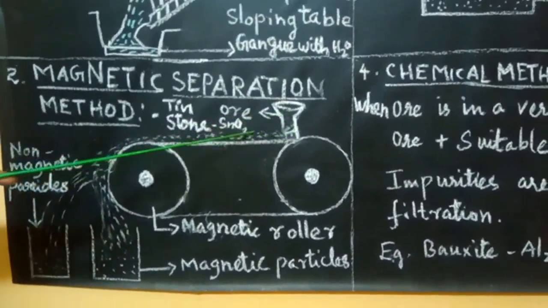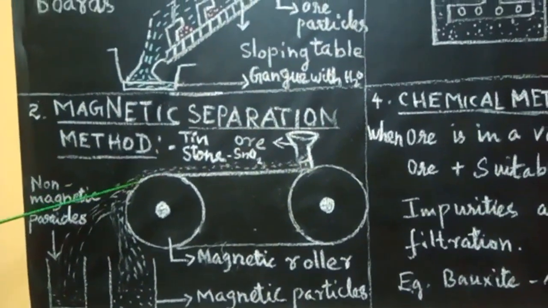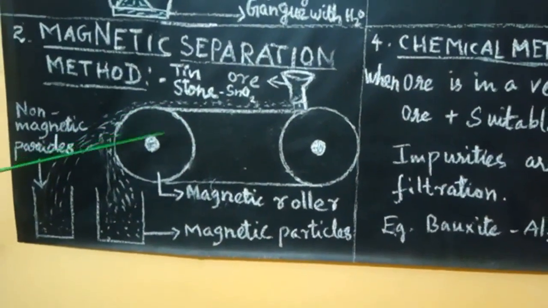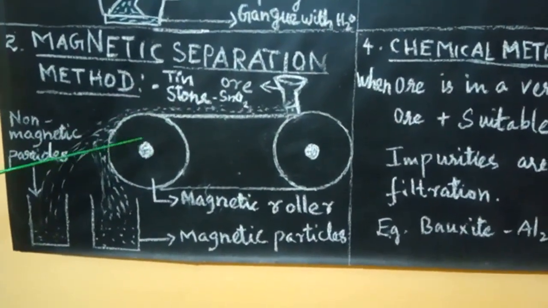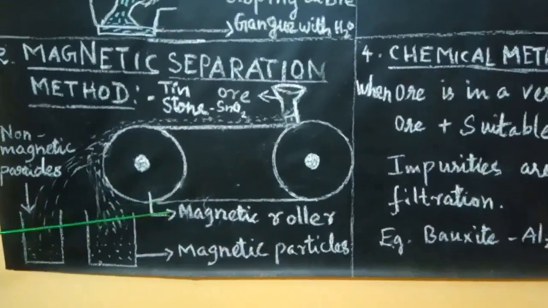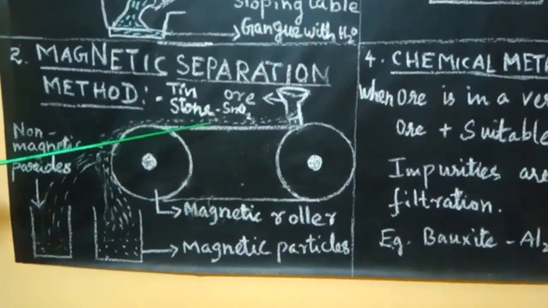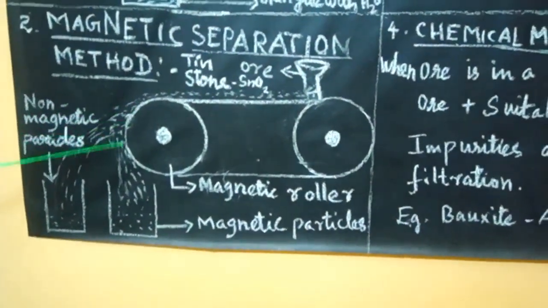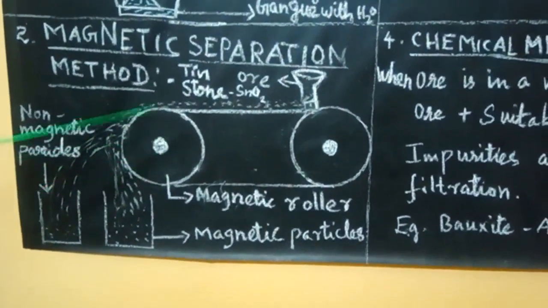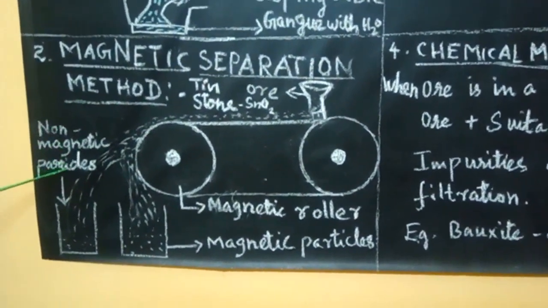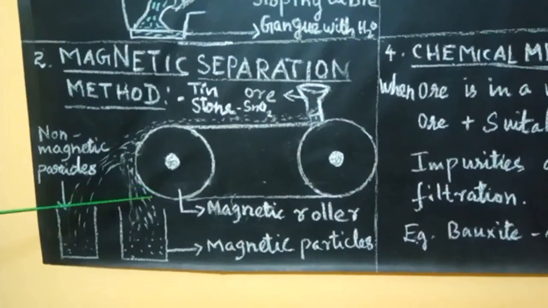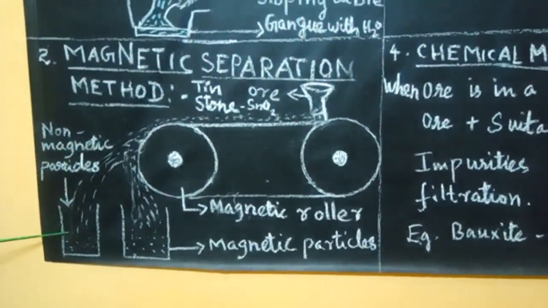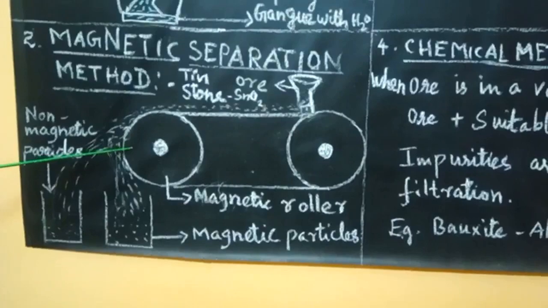It is allowed to pass over this belt. Here this belt is connecting two metal wheels. Among these two, one is magnetic. It is called the magnetic roller. When we pass this over this belt, the magnetic particles are attracted by the magnetic roller and non-magnetic particles are not attracted by the magnetic roller. They fall away from the magnetic roller.